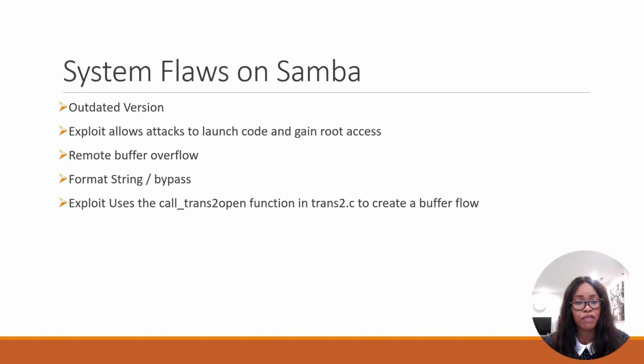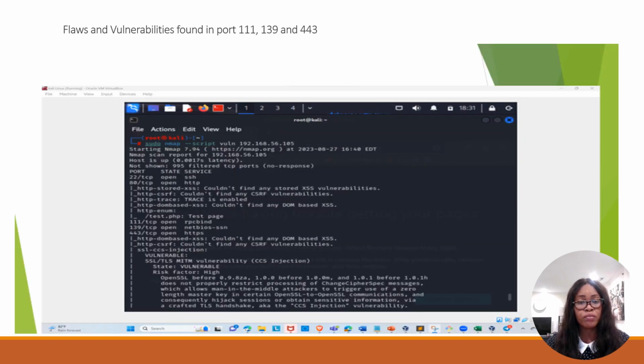So some of the flaws I found on the open port for Samba, port 139: the version is outdated. It can be exploited. The exploit allows attackers to launch code and gain root access. Then there is the remote buffer overflow. The format string is bypassed. The exploit uses the call_trans_open function in trans2.c to create a buffer overflow.